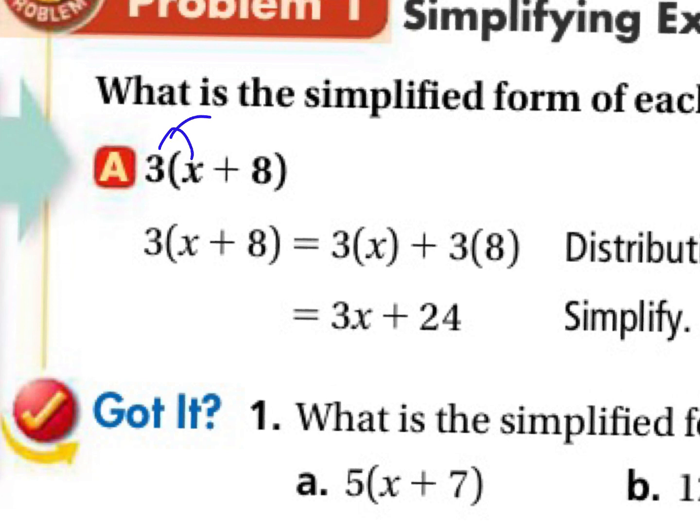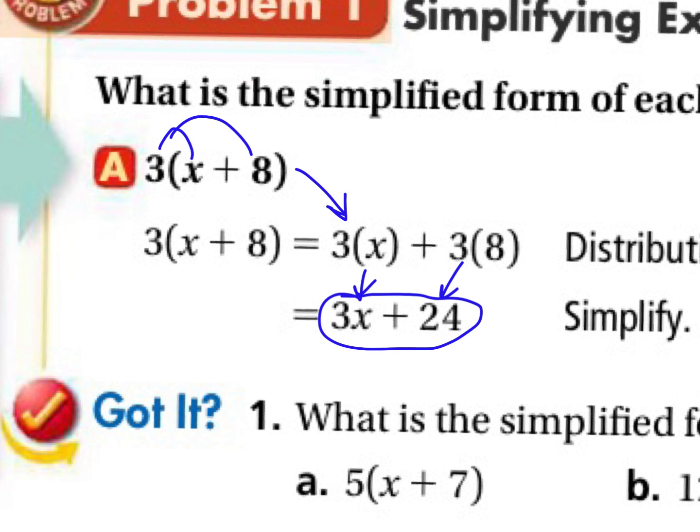So for part A, we're going to distribute here. So it's 3 times x plus 3 times 8. 3 times x is just 3x. 3 times 8 is 24. So 3x plus 24 would be our simplified form for that expression.